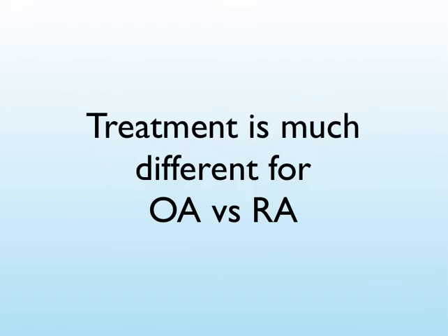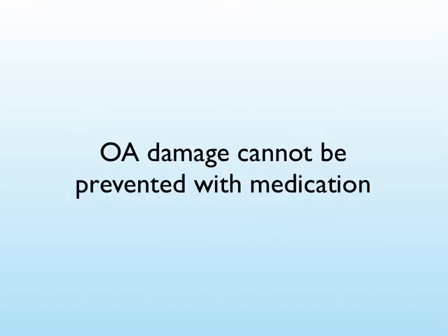Now, the treatment for OA and RA is much different from each other, and we'll talk a bit about that right now. The main point about osteoarthritis damage is that it cannot be prevented at this time with any known medication. And so this is probably the most frustrating thing that happens to a person, knowing that their condition may progress and we may not be able to stop it with the help of medications.